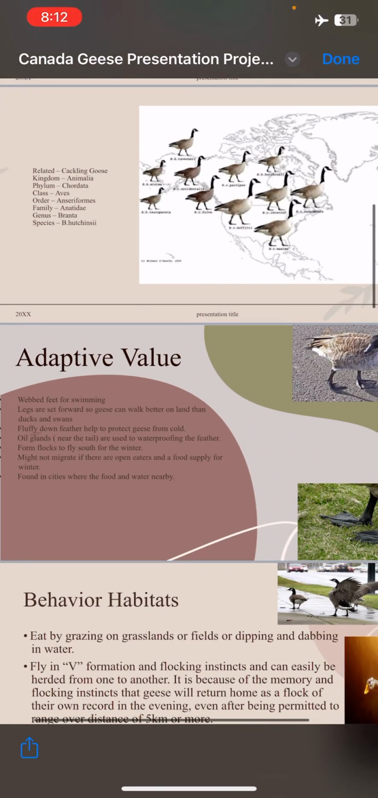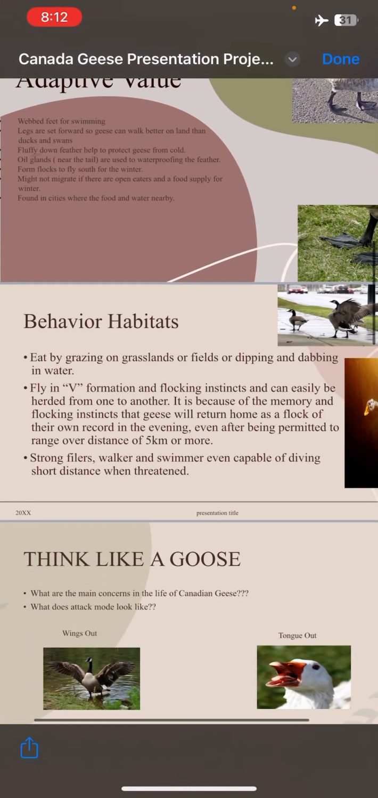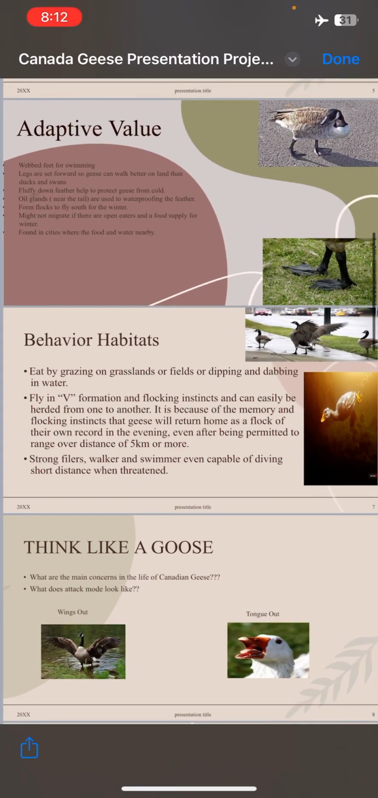And these geese we can find in the city where food and water are nearby. So they mostly hang out around the city area where water and food are accessible. And behavior and habits: this is one of the interesting things, how they eat and how they behave. So they eat by grazing on the grassland in the field, and by dipping and dabbling in the water, and they fly in a V formation, which I described a few minutes ago.